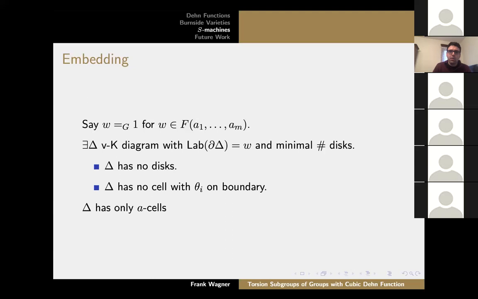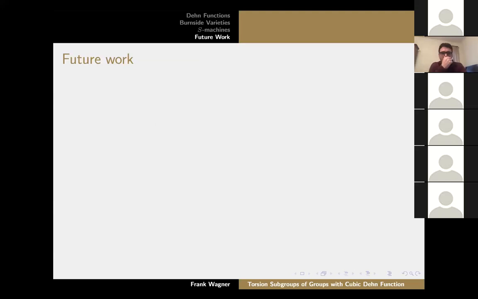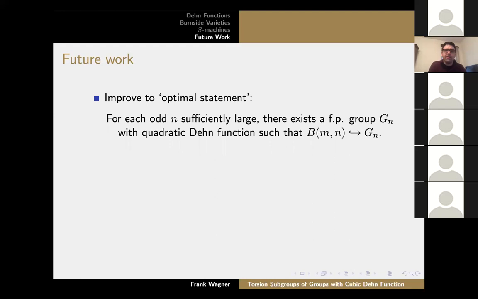Okay. So now I want to talk about my future work, where this might go from here. So first of all, the clear first step is to improve this to the optimal statement, which is to say, instead of cubic Dehn function, I want to embed these free Burnside groups into groups with quadratic Dehn function, which should be possible. The only difference is the machine needs to have even more special properties that I'm working on at the moment.